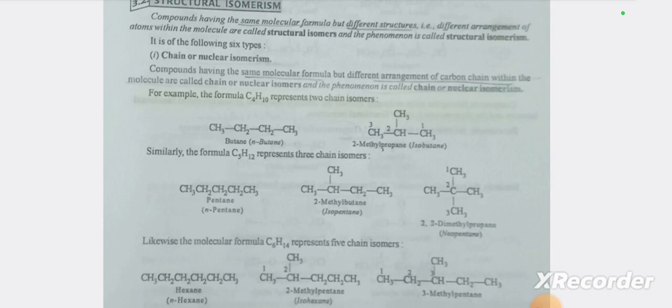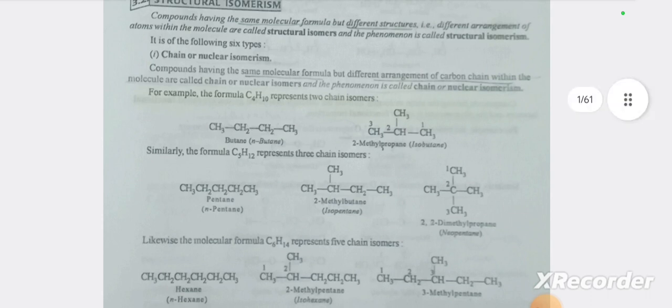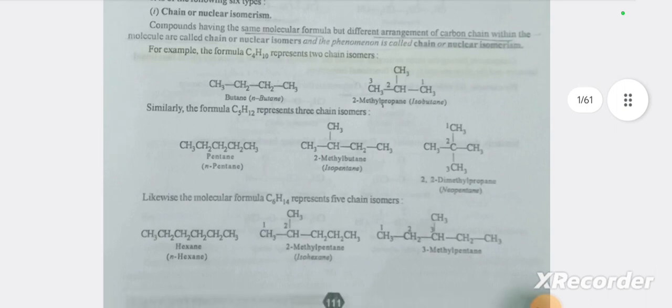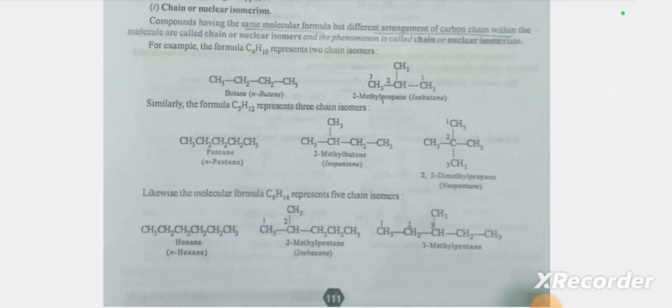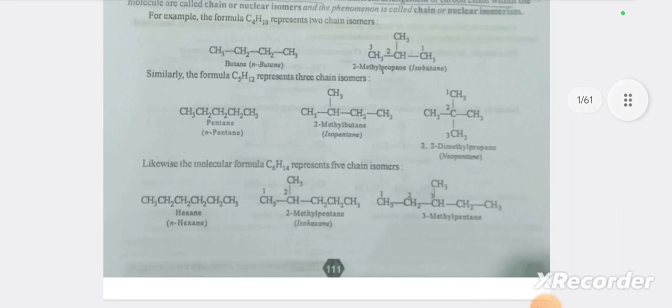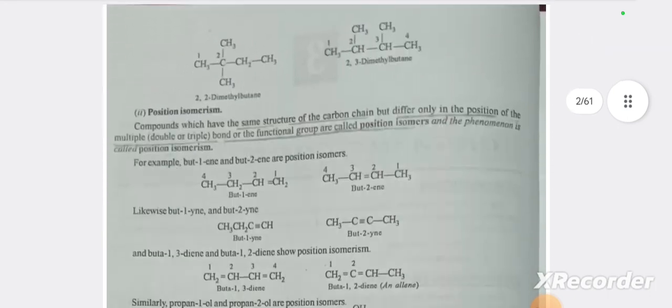It is of six types. First, chain or nuclear isomerism: compounds having the same molecular formula but different arrangement of carbon chain within the molecule are called chain or nuclear isomers, and the phenomenon is called chain or nuclear isomerism. For example, the formula C4H10 represents two chain isomers, butane and 2-methylpropane, or isobutane.